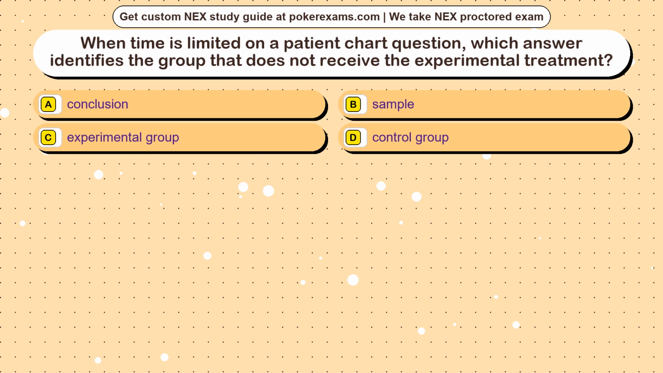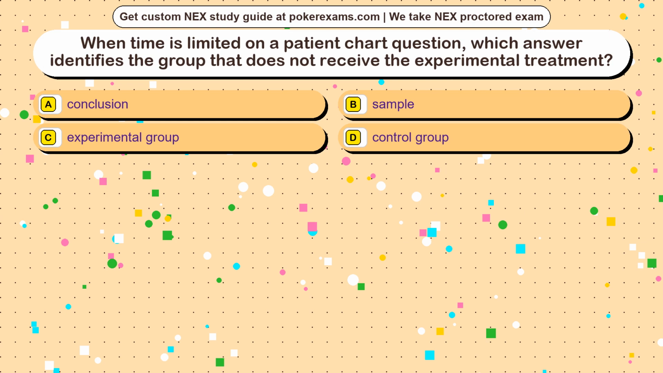Question 5. When time is limited on a patient chart question, which answer identifies the group that does not receive the experimental treatment? Option A, a conclusion. Option B, a sample. Option C, experimental group. Option D, a control group.